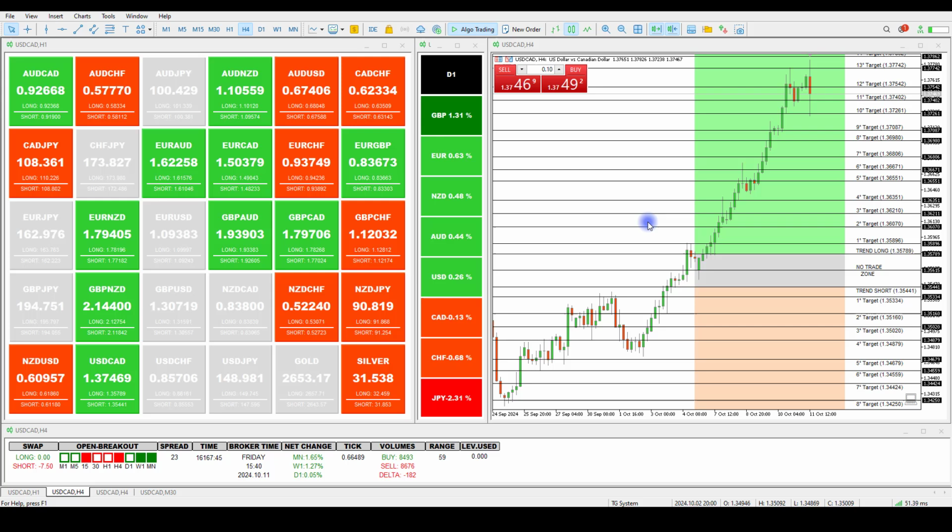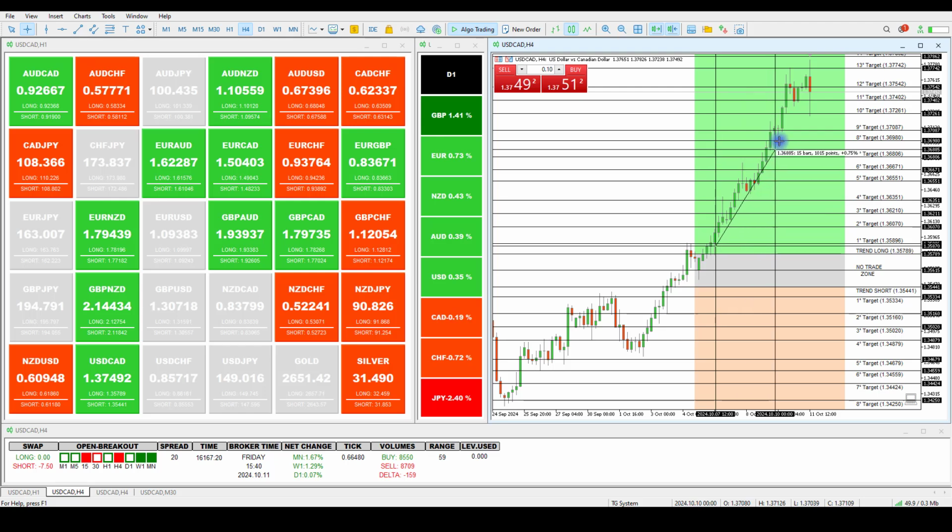Welcome to the TG System tutorial, your guide to unlocking professional-level trading capabilities on MetaTrader. Whether you're a beginner or an experienced retail trader, the TG System is here to transform your trading approach by providing advanced tools and insights once available only on professional platforms.